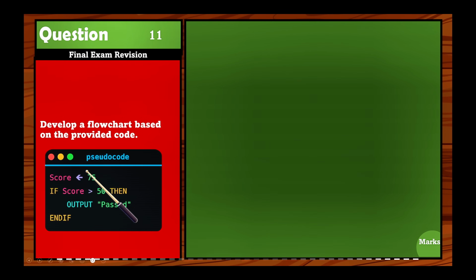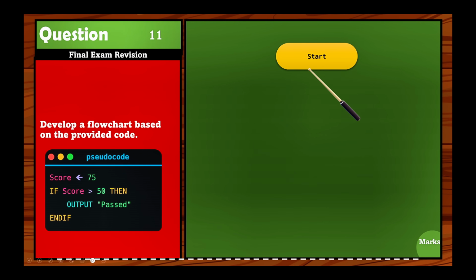Okay, question number 11, develop a flowchart based on the provided code. So this time we have a code. You need to draw a flowchart based on the code. So same thing, we start the flowchart with the start symbol. Then the first statement is score equal to 75. So it's a process because we are assigning the value 75 to the variable score, right? So we use a rectangle shape here. Score equals 75, not 5, okay?